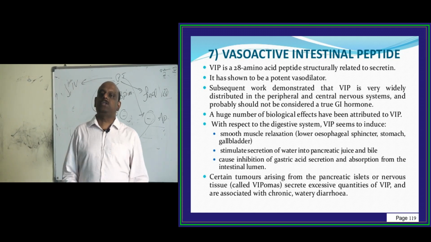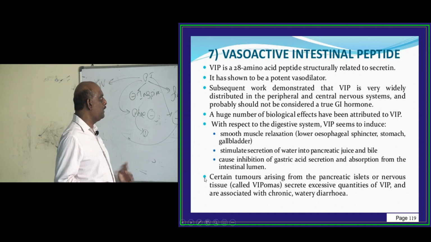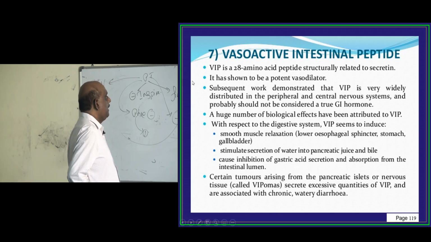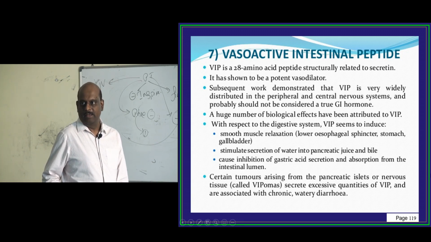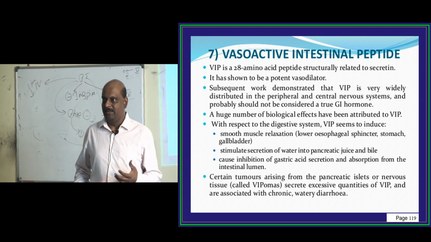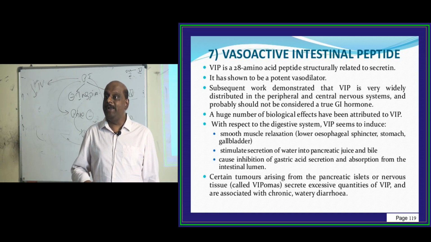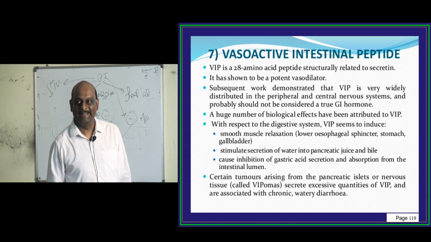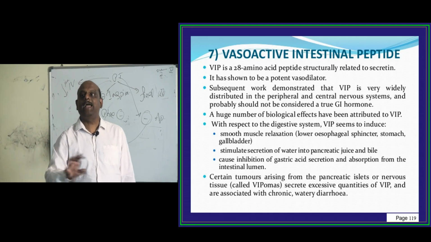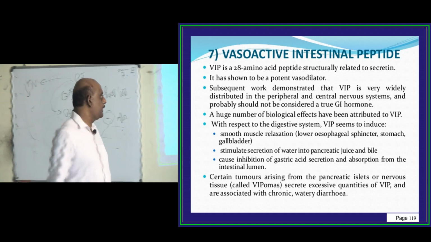So if you look at the vasoactive intestinal polypeptide, it leads to smooth muscle relaxation of the lower esophageal sphincter, stomach, gallbladder, everywhere. It stimulates the secretion of water into the pancreatic juice and the bile, and it causes inhibition of gastric acid secretion, and it inhibits absorption from the intestinal lumen. That's the reason if you have too much VIP, then the intestinal luminal absorption becomes diminished and all that fluid remains in the gut and is lost as diarrhea. So that's called VIPoma. When the VIP is excessively produced, that leads to diarrhea, right? So that is VIPoma.